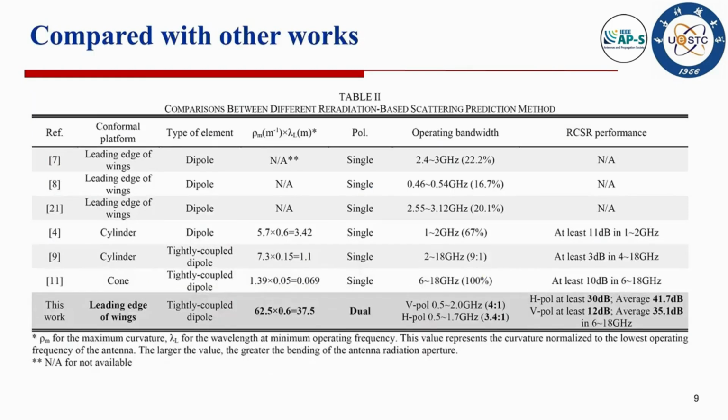In summary, our design combines ultra-wideband, dual polarization scanning performance with good low scattering performance on a large curvature wing leading edge. We believe this design opens a new path for the development of low scattering, conformal RF systems for next-generation aircraft.